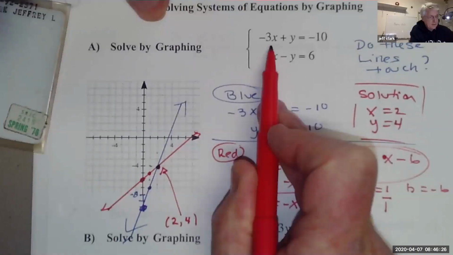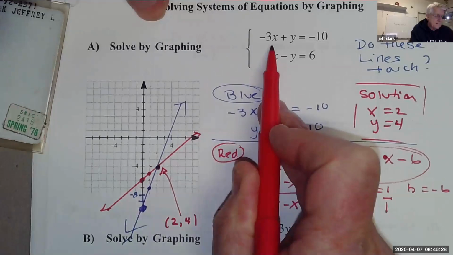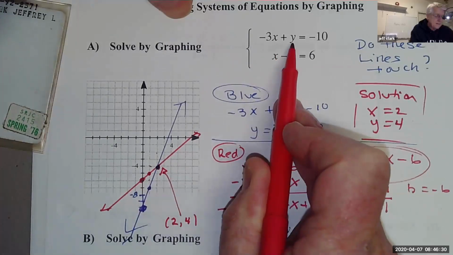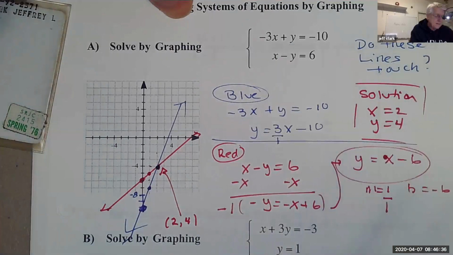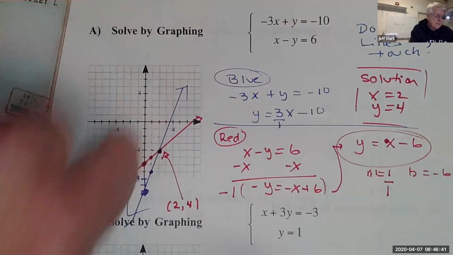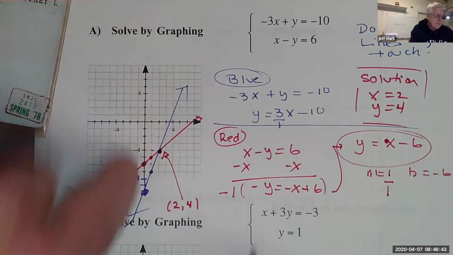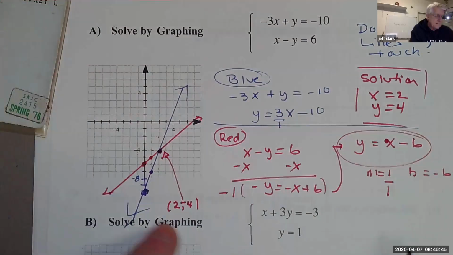I just made a careless mistake, and you probably caught that, didn't you? You see down here? That's not 4. That's negative 4. Silly me. That's negative 4. So the answer is 2 comma negative 4.